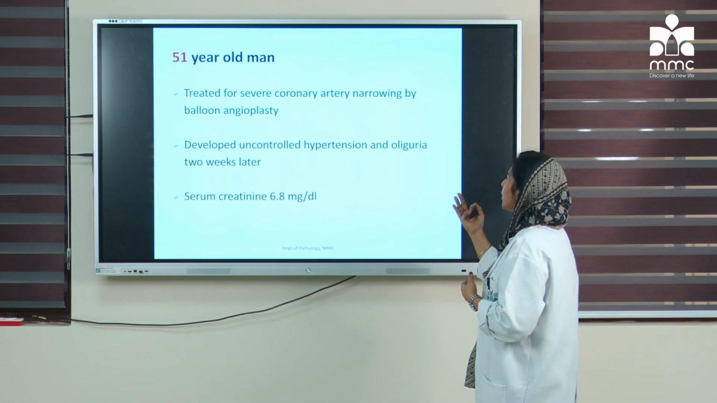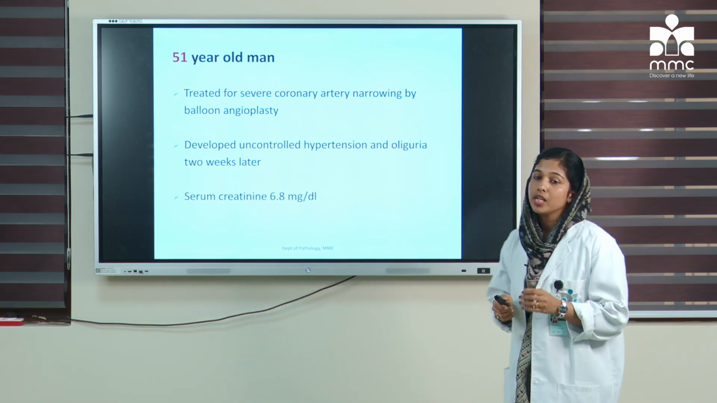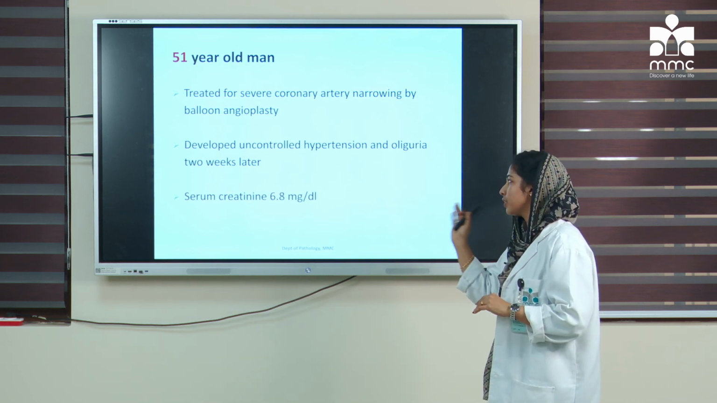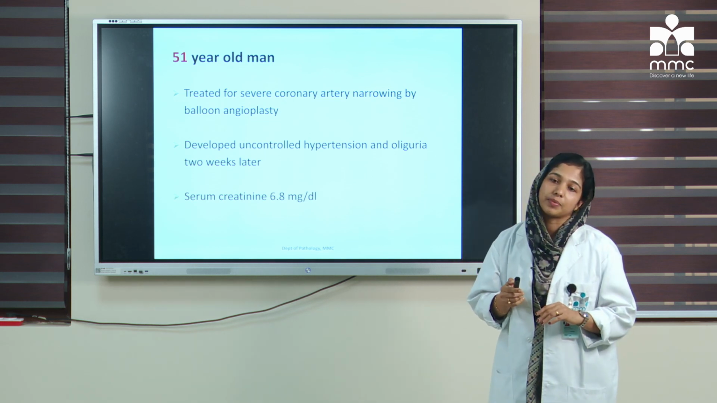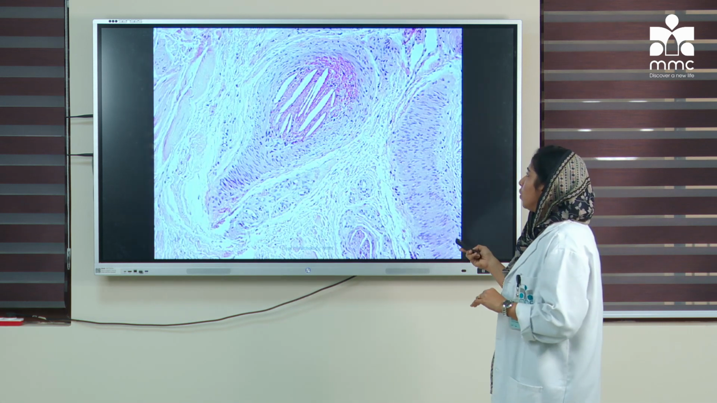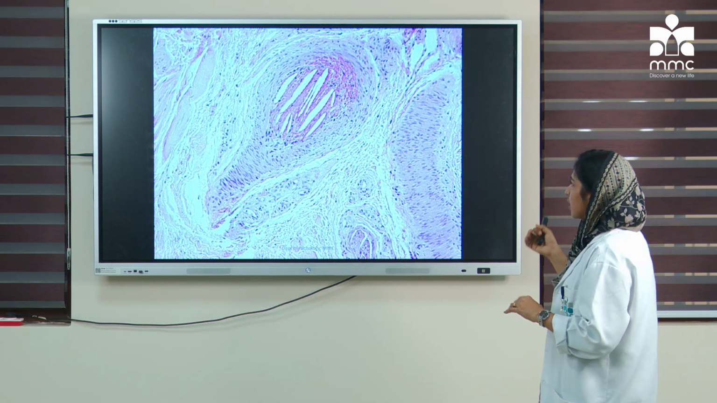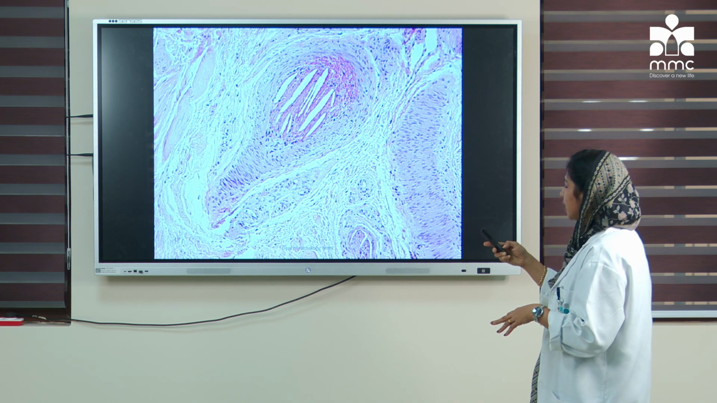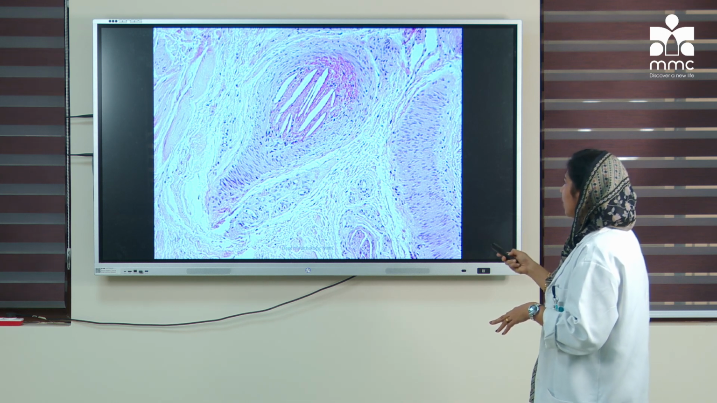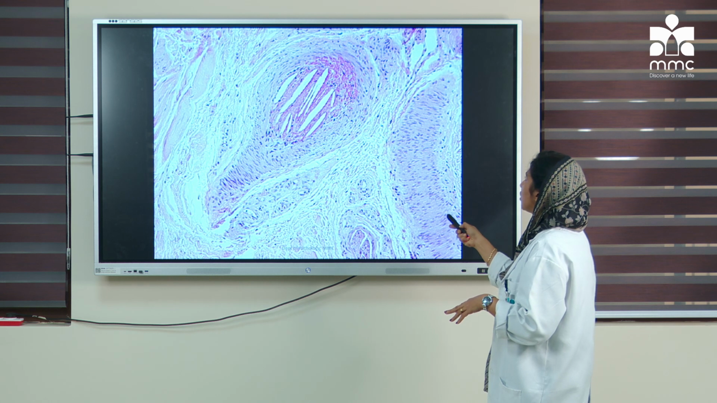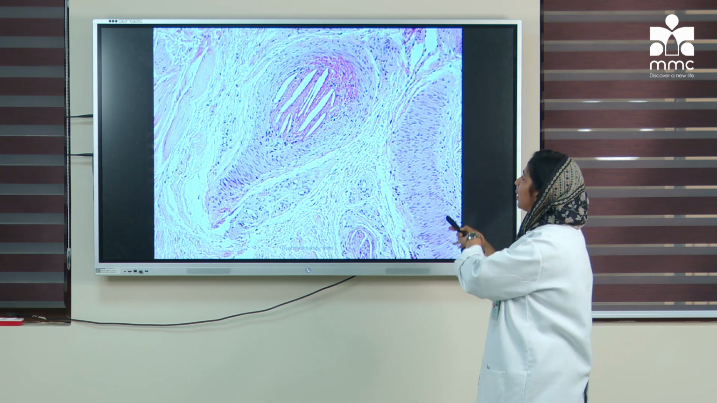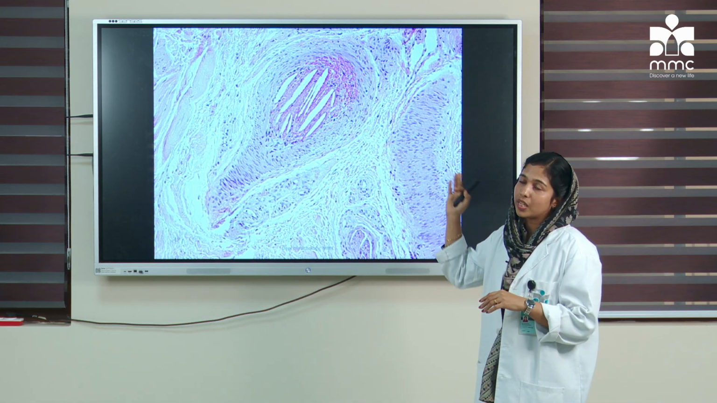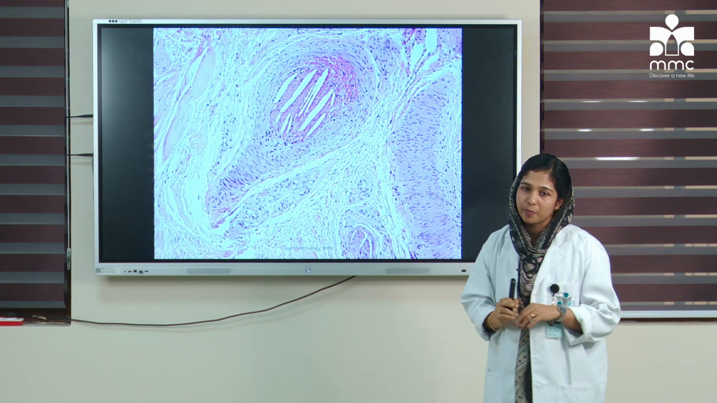He developed uncontrolled hypertension and oliguria 2 weeks later, okay. And his RFT, that is serum creatinine level, is 6.8, okay. So, he died then, and his autopsy specimen shows the blood vessels. You can see the thickened blood vessel, where within the lumen you can see fibrin thrombi associated with multiple cleft-like spaces, okay. These are the cholesterol clefts associated with the fibrin thrombi, okay.